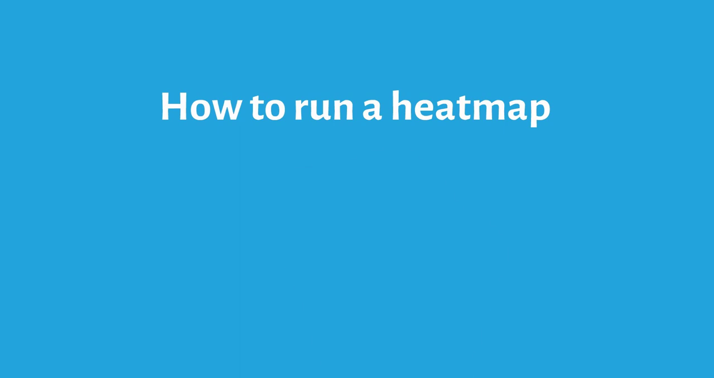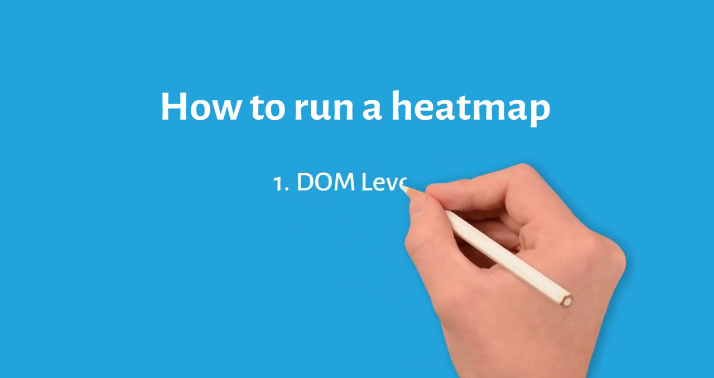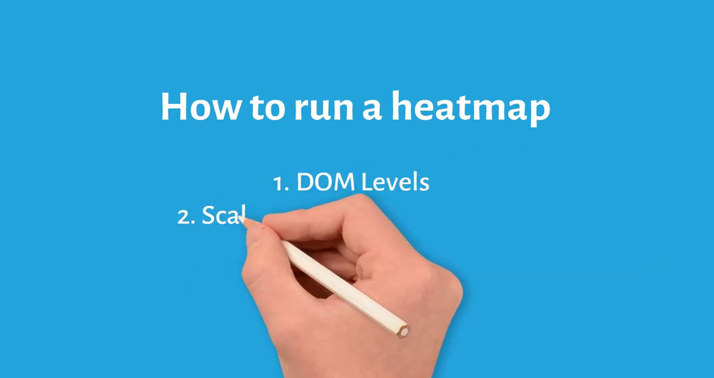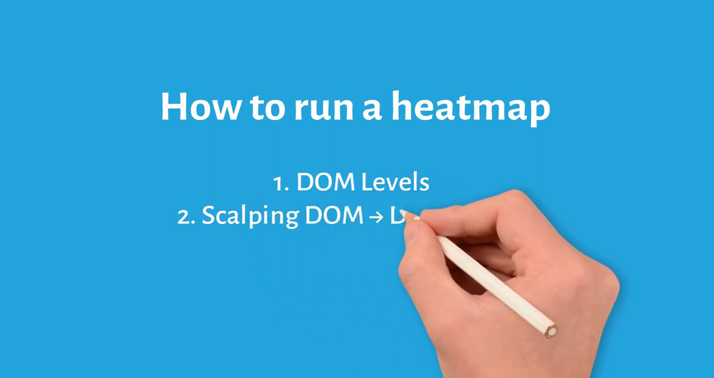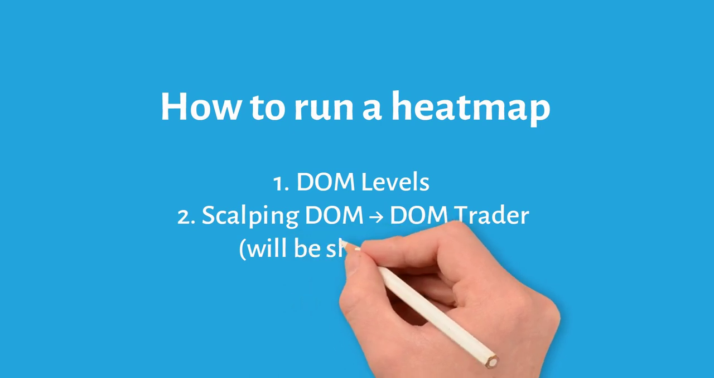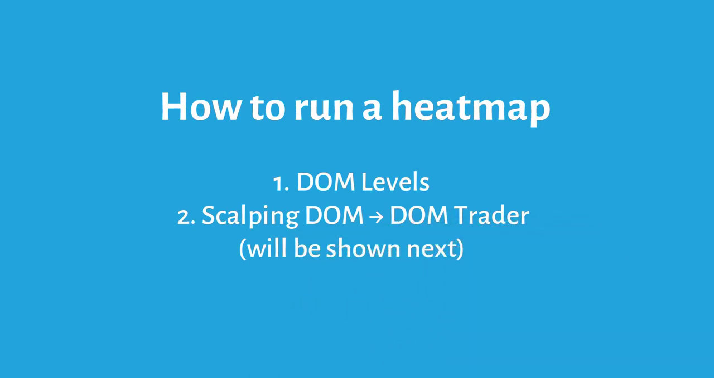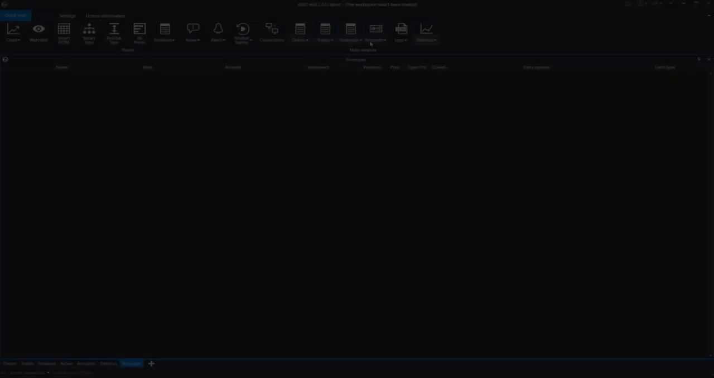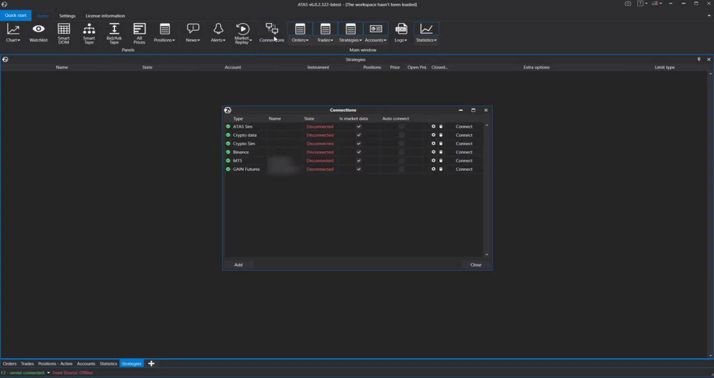You can launch the heat map in the ATAS platform using two indicators. DOM levels. Scalping DOM, which at the time of production of this video is being transformed into DOM Trader. Let's look at both options, starting with DOM levels. We will use the connection to the futures market on the Binance exchange, but the settings and principles of the heat map are similar for other markets. However, based on personal preferences, you will most likely modify the settings many times.